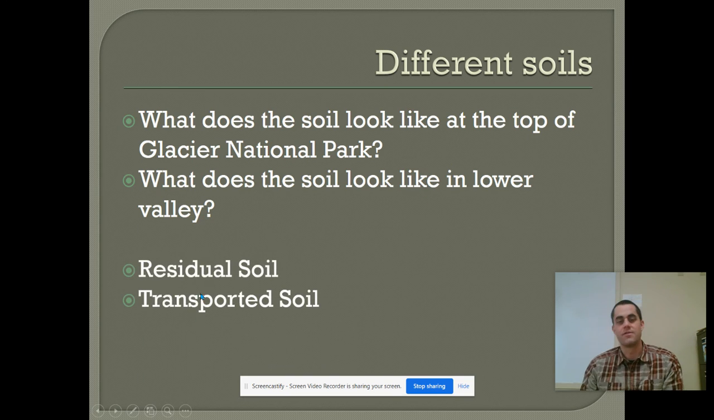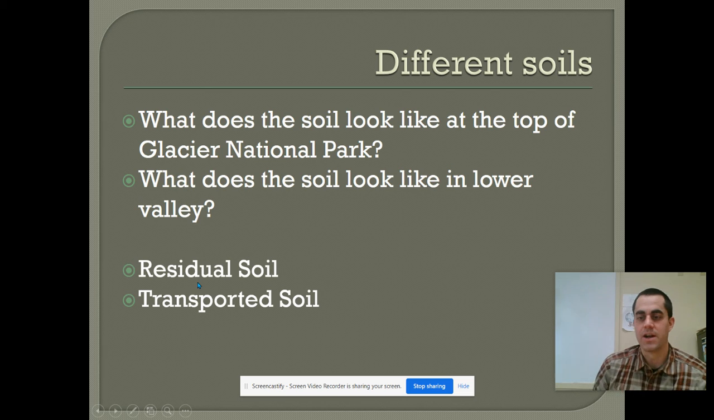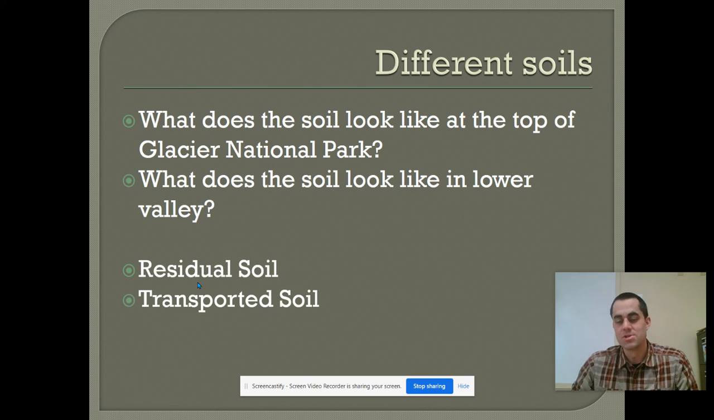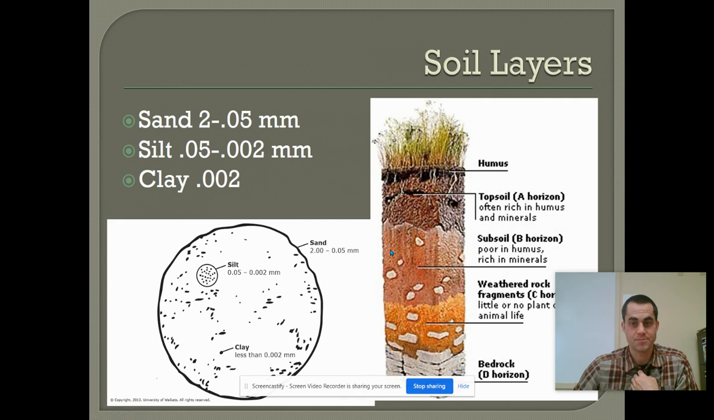So we have two types. We have a residual soil. That would be what you find in Glacier Park, where it's mostly rocky with a little bit of dirt. And a transported soil is what you'd find here in Kalispell or Lower Valley or Evergreen, where you have some organic material, you have some really fine sand and silt sediments that came from a river. And so transported soil is usually nicer soil to grow things in.